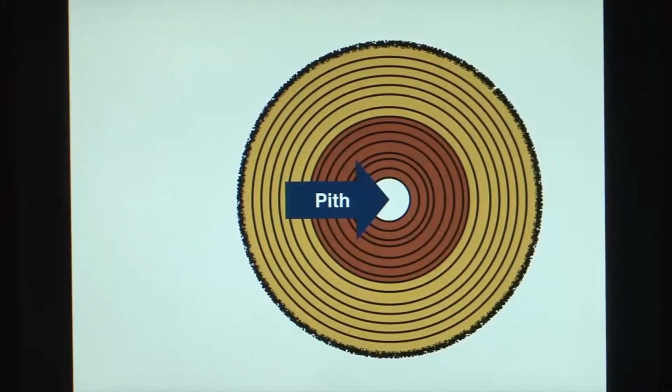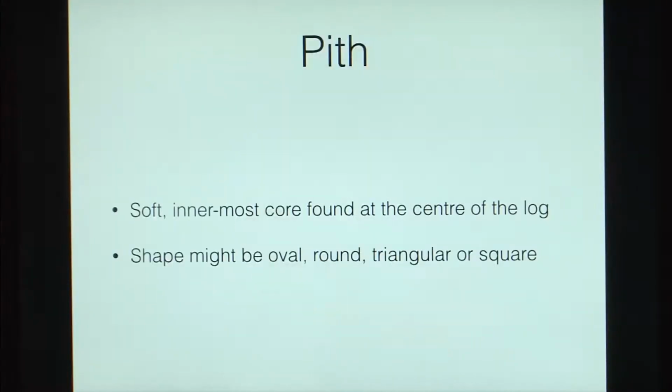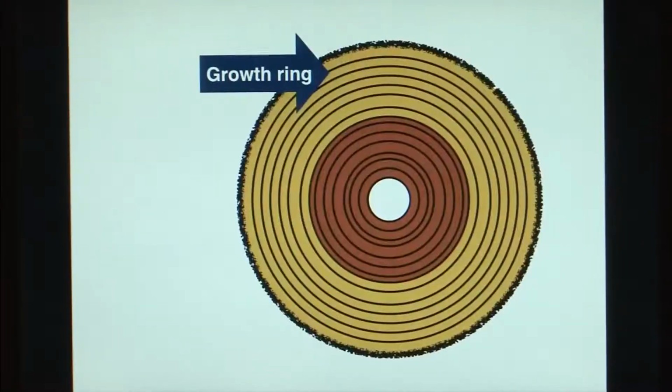We also have pith, which is the soft innermost core found at the center of the tree, and which has different shapes, which might be oval, round, irregular or squarish shape.